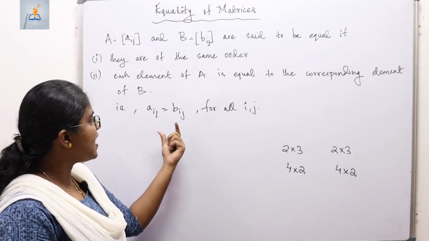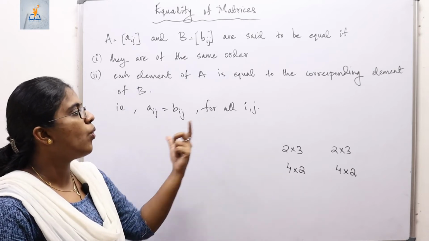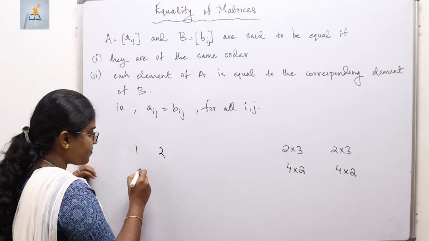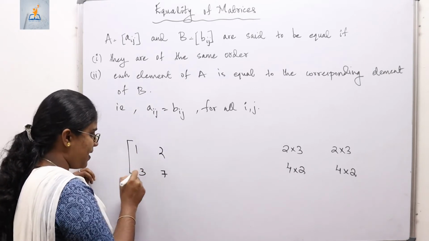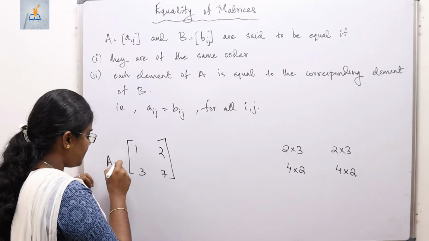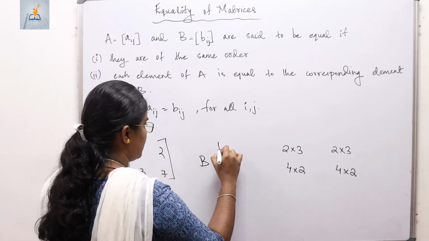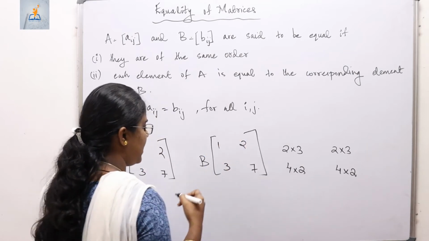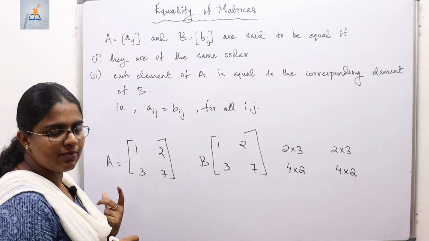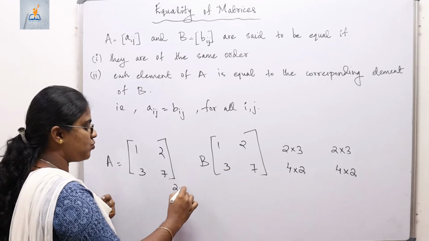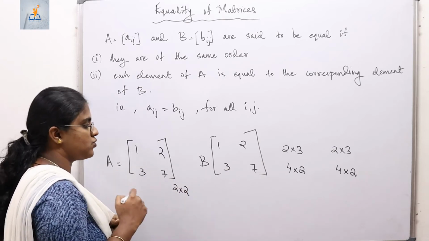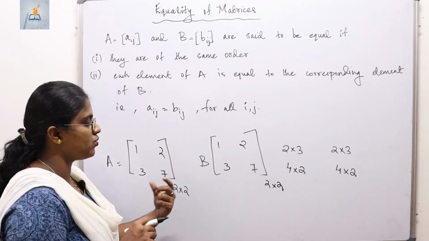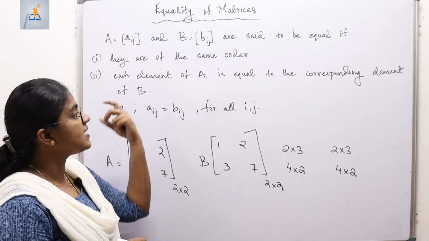That is Aij equals Bij for all i, j. So if 1, 2, 3, 7 is a matrix A and B is 1, 2, 3, 7, then we have to check whether A equals B. Here A is a 2 by 2 matrix because A has 2 rows and 2 columns, and B is also a 2 by 2 matrix because B also has 2 rows and 2 columns. So the first condition is satisfied.